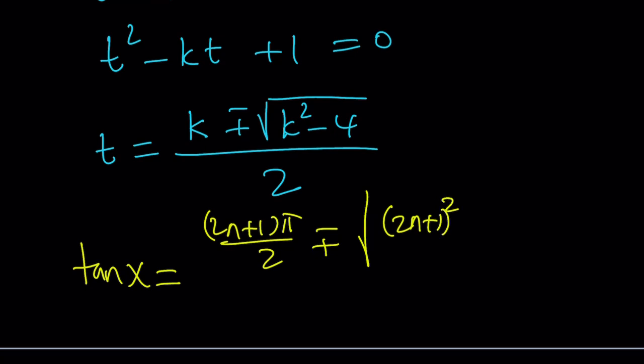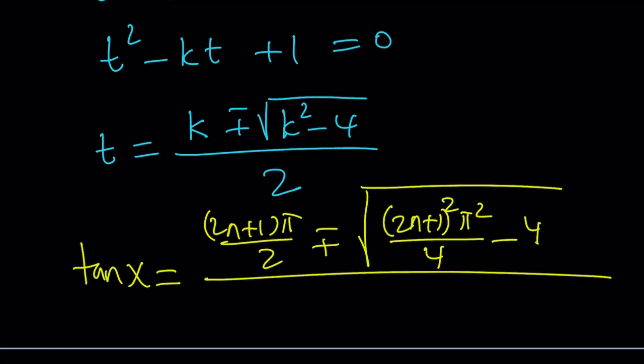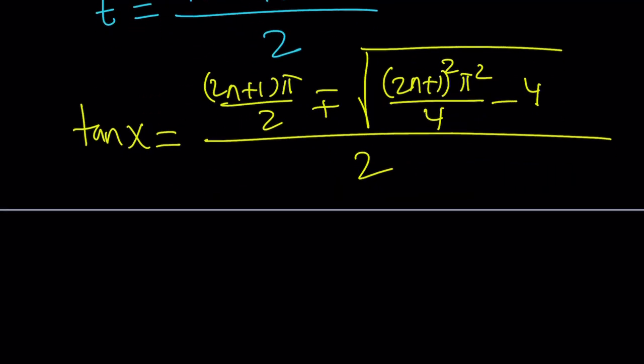But since we're going to square it, why not just square it, right? Square everything. Minus 4. And then I'll make a common denominator. And the whole thing is divided by 2. So let's make a common denominator here so we don't have to write this gigantic thing again. I can basically write this as minus 16 divided by 4 because minus 4 means minus 16 fourths.